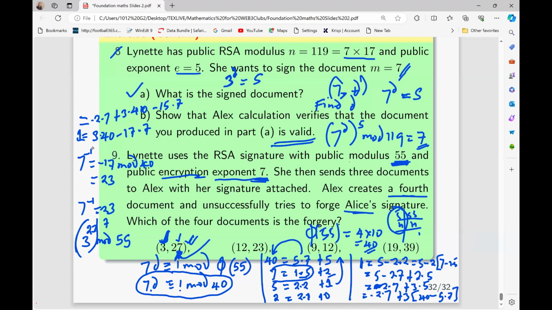And you can do it for all of them. You'll find that you follow the same procedure. For this case, E is 7. So once you get 23, 23 will be applicable to all of them. So just raise this one to 23. The answer you get, raise it to 7 and see whether you get what you have there.